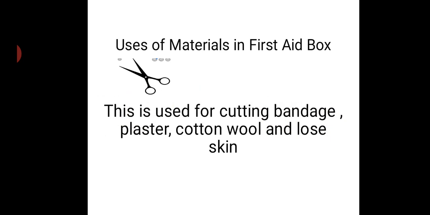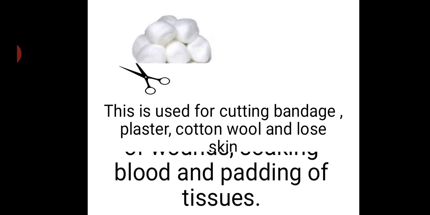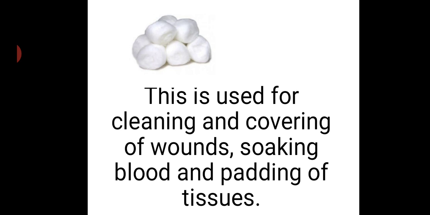Now look at this. What is this? This is a pair of scissors, right? Good. Now we can use this for cutting bandages, plaster, cotton wool, and loose skin. So scissors play a very important role. Now this is cotton wool. We can use it for cleaning and covering of wounds. We can use it to soak blood and also to pad tissues.